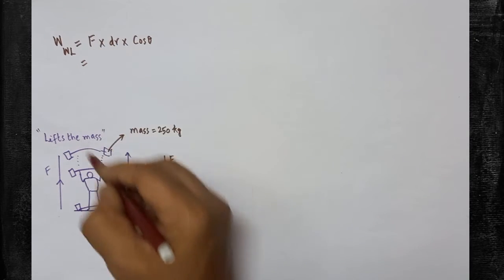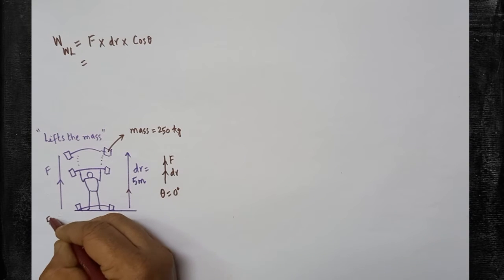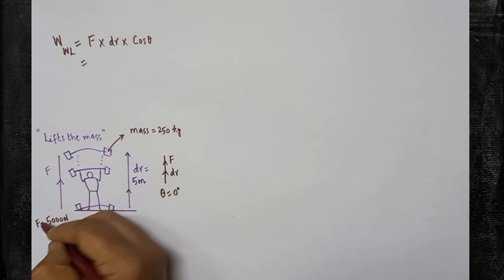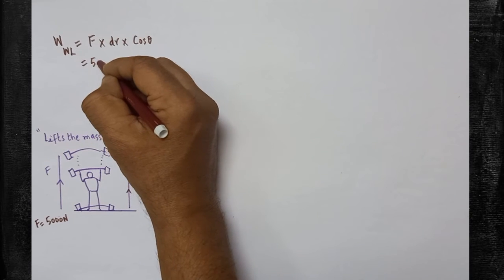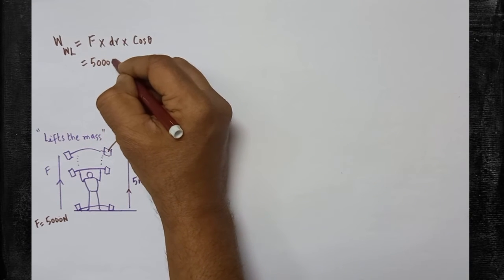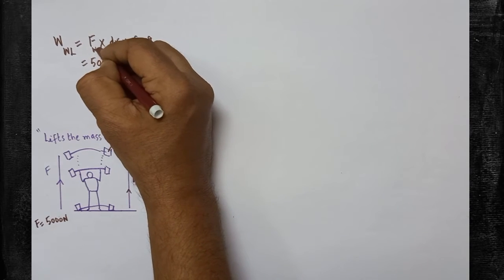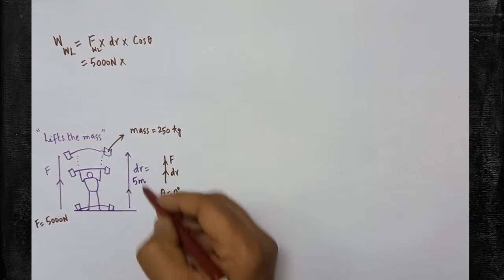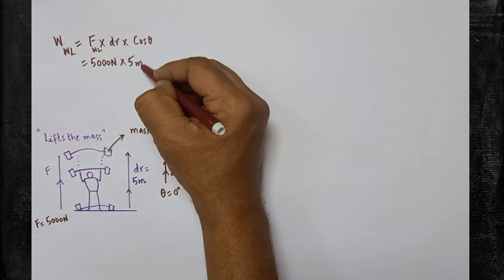How much lifting force is he applying? 5000 Newton. The value of lifting force is 5000 Newton, the force applied by the weightlifter. That is very important. What is the displacement of the mass? 5 meter.